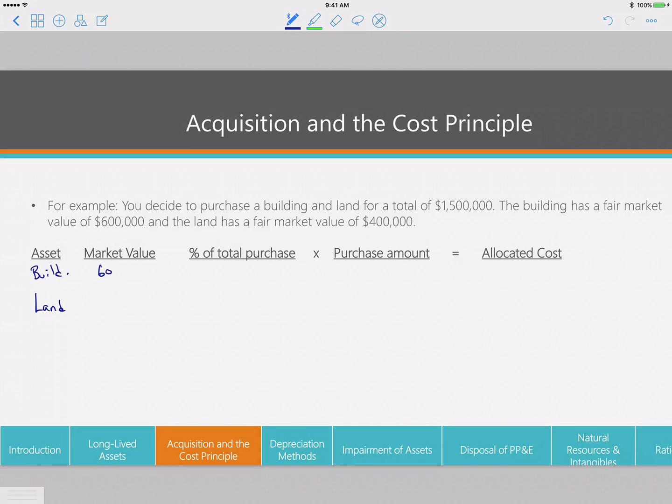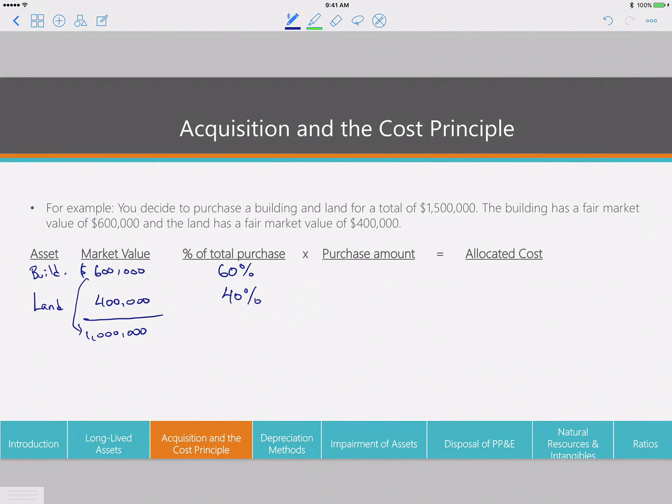Now let's take a look at the market value. The building has a market value of $600,000 and the land has a fair market value of $400,000, for a total of $1 million. So this is how much these assets would sell for individually. What you then do is divide the market value of each asset by the total amount. So 600,000 divided by a million is 60%, and 400,000 divided by a million is 40%. We would then look at the total purchase amount, which is 1,500,000, and multiply it by the percent to figure out how much we're going to allocate to each asset.